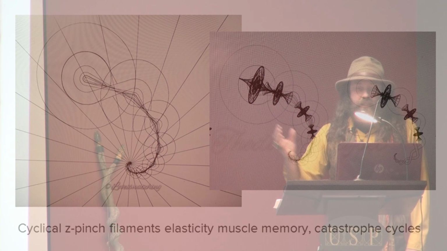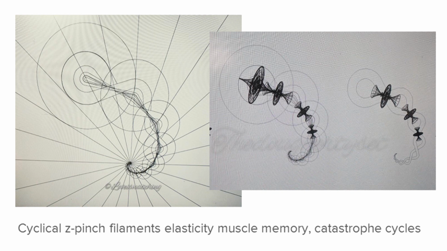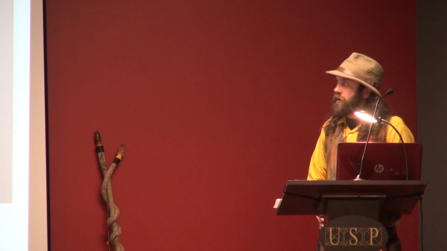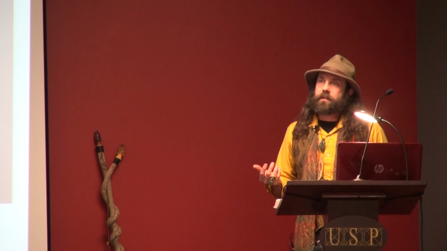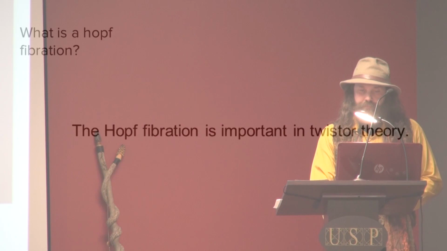Cyclical Z-pinch filaments, elasticity and muscle memory throughout catastrophe cycles. Do you remember the last cycle before the Earth was destroyed? Do you remember your past lives, past life regression therapy? Are you going through this kind of stuff? You can see that Russell here does very similar images to the way that these are created with the hourglass type of shape. And it's cyclical. So this could be the creation of the center of the galaxy. And that's what a lot of people in the electric universe paradigm believe.